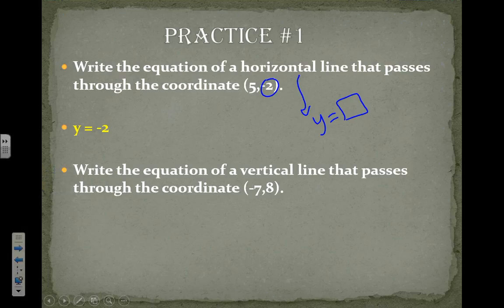Write the equation of a vertical line that passes through the coordinates -7, 8. This time looking for a vertical line. Take a moment to complete this and then click play when you're ready to check. Okay, for the vertical line, if you like the way we thought about vertical as X Games, then that's going to be x equals -7. All we care about is what the x value was.